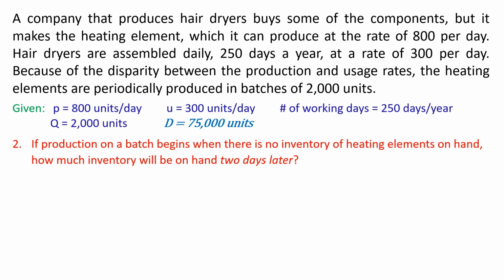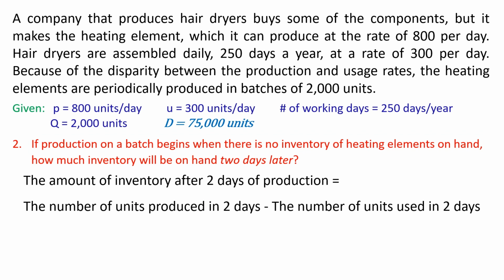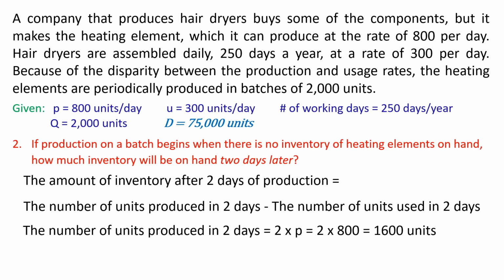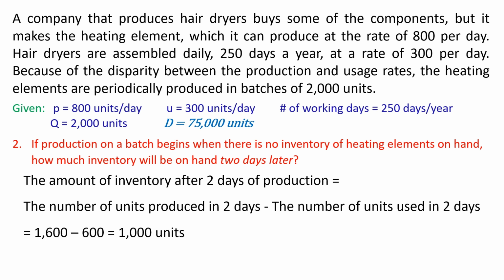The second question is, if production on a batch begins when there is no inventory of heating elements on hand, how much inventory will be on hand 2 days later? Since production begins with no inventory on hand, the amount of inventory after 2 days of production is the difference between the number of units produced in 2 days and the number of units used in 2 days. The number of units produced in 2 days equals 2 multiplied by the production rate P, which is 2 multiplied by 800, equal to 1,600 units. The number of units used in 2 days equals 2 multiplied by the usage rate U, which is 2 multiplied by 300, equal to 600 units. Consequently, the inventory after 2 days equals 1,600 minus 600, equal to 1,000 units.